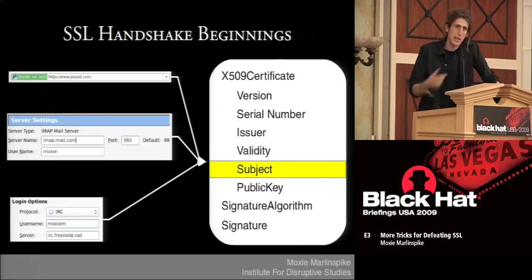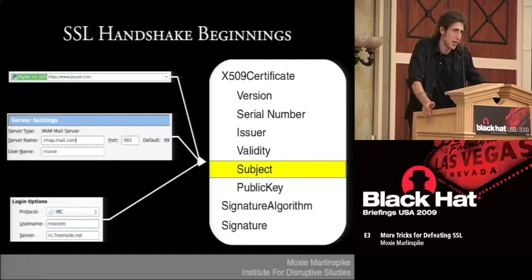Now, when the client gets the certificate, the first thing it's going to do is look at that subject field, right? And it's going to compare it to whatever it's trying to connect to. So if you typed paypal.com in your URL bar, or something in your IMAP server settings, or something in your IRC server settings, the first thing it's going to do is check the subject of the certificate that it receives against whatever you entered to make sure that you're actually connecting to the thing that you want to connect to. This is to provide authenticity.